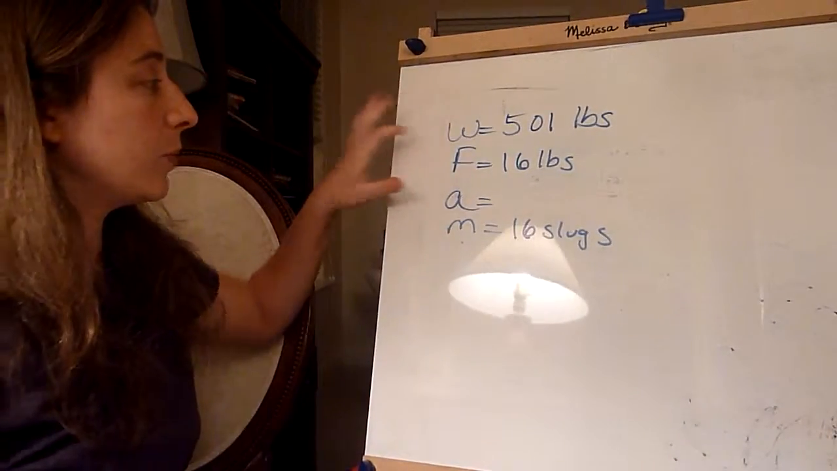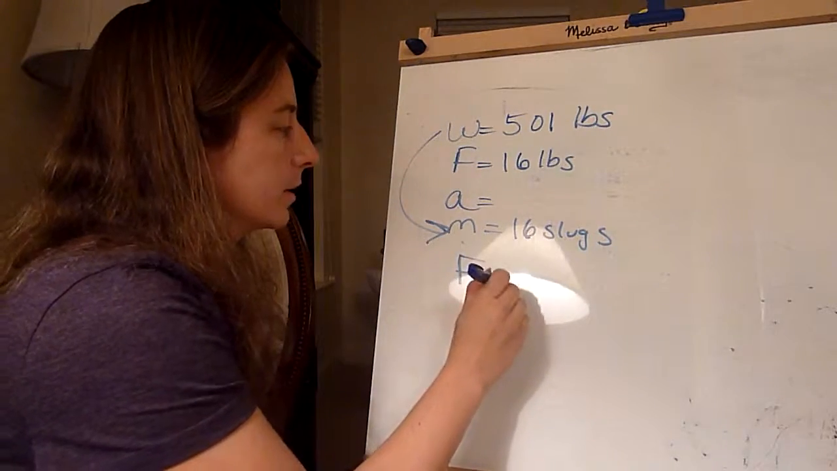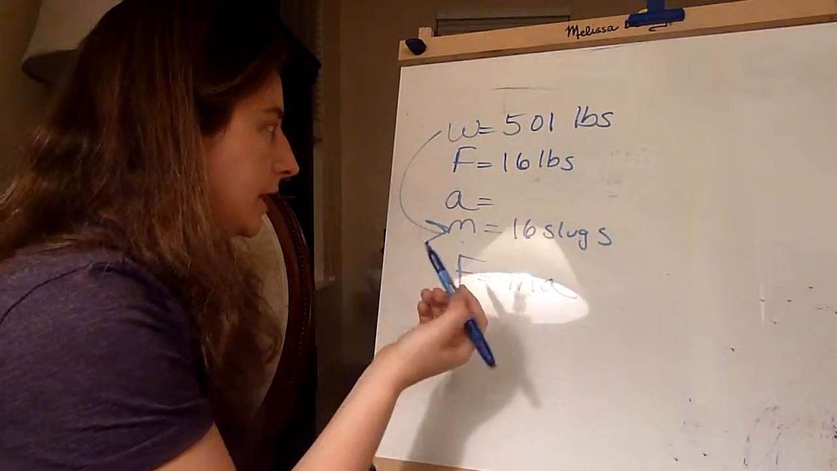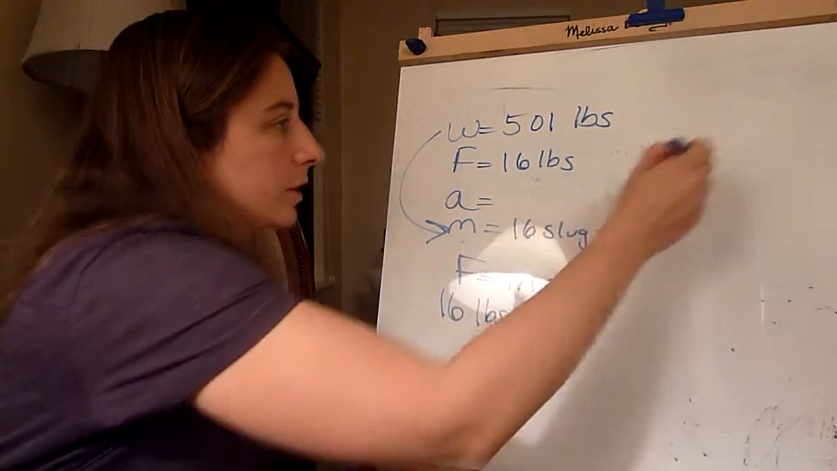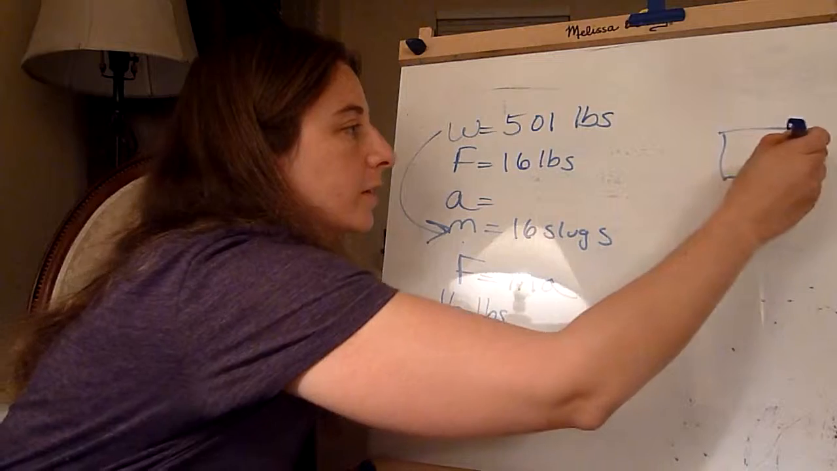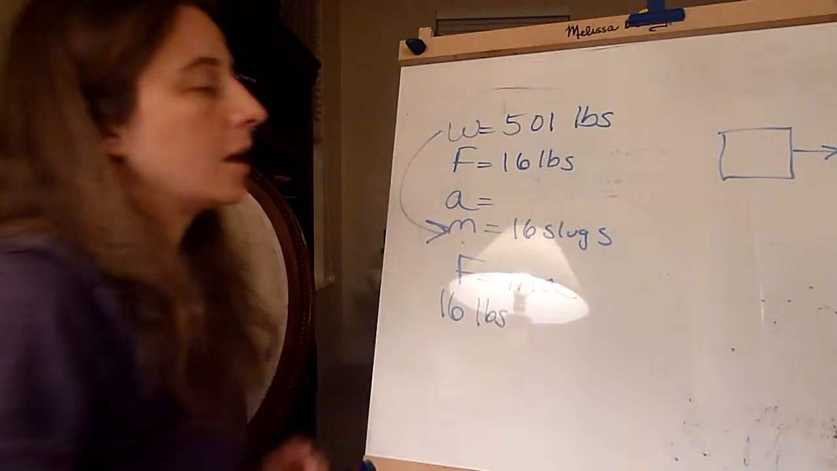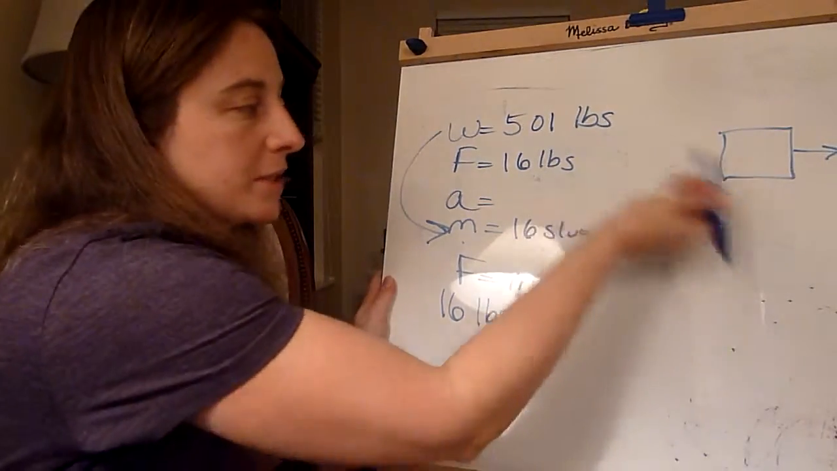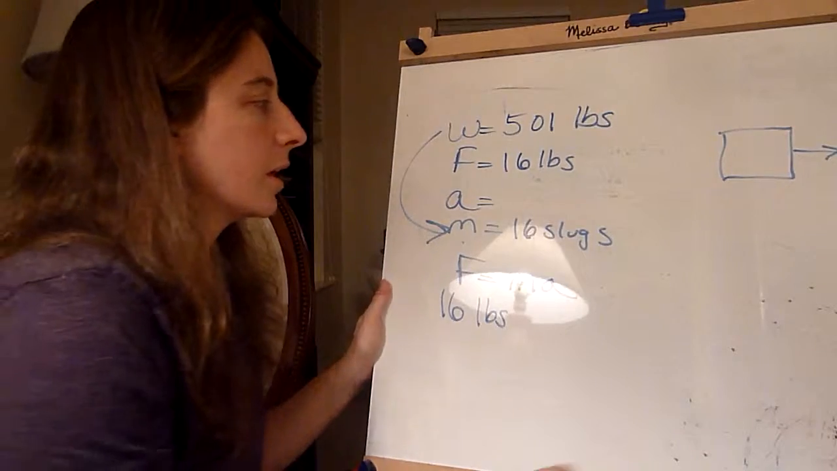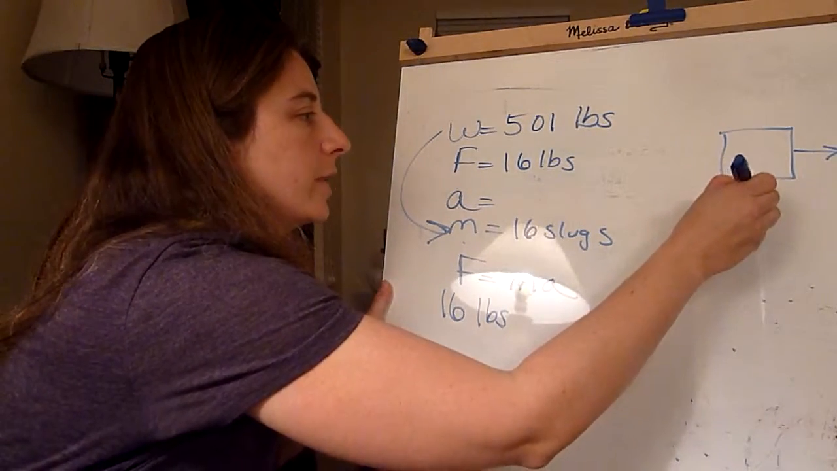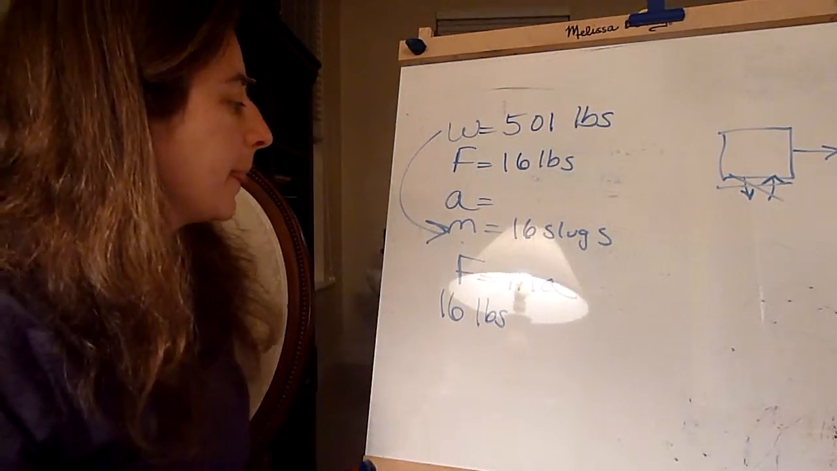Now that we've converted weight to mass, we can find our force. We know 16 pounds is what we're going to be able to push the rock with. Also, we know that we have no opposition due to friction because the ice is considered frictionless. And we also have our weight and the equal and opposite force here, which cancel each other out, so we don't have to worry about them.